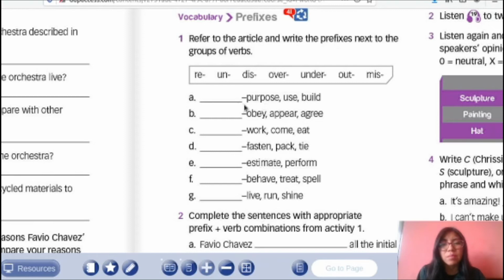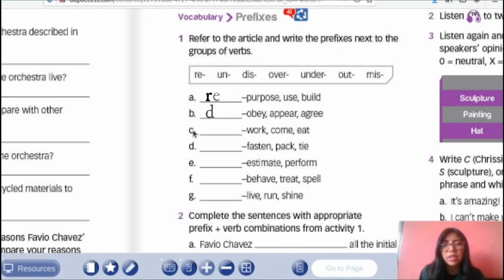Okay? For example, purpose. Look in your dictionary if you find it with any prefix. Busque. ¿Qué prefijo nos puede servir? Purpose. That's right. We are going to use re. So, repurpose, reuse, rebuild. Okay? Within the letter B, obey, appear, and agree. Look for it in your dictionary. That's right, it's dis. Disobey, disappear, disagree.